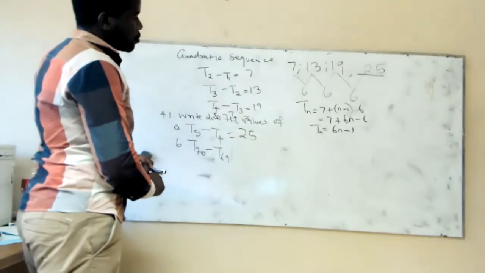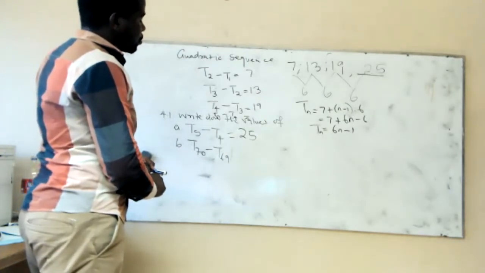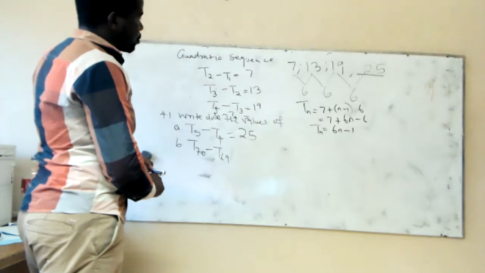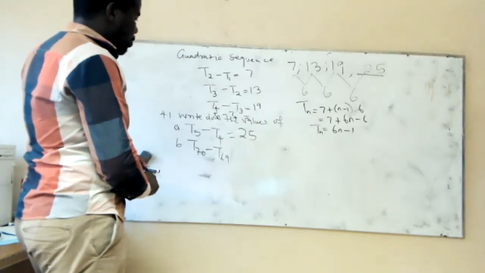Let's divide 256 divided by 2. 28. What are you getting?